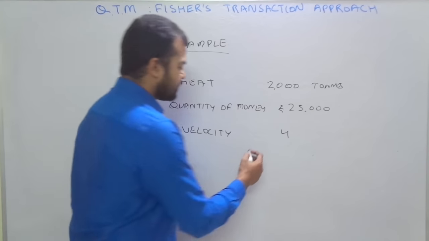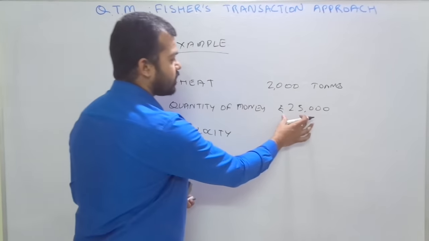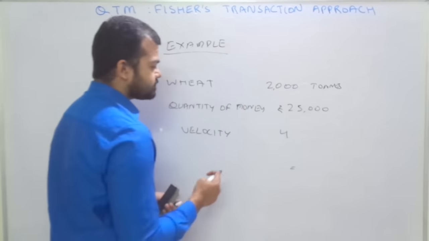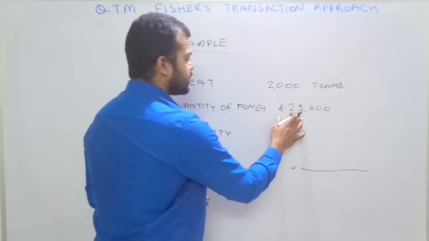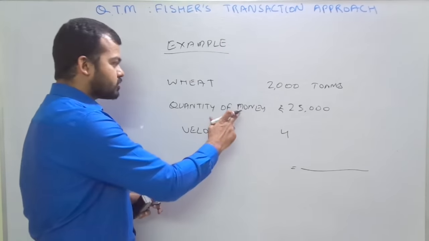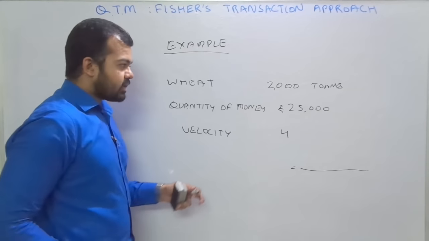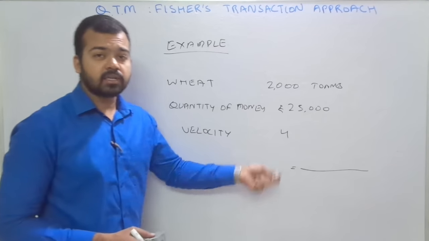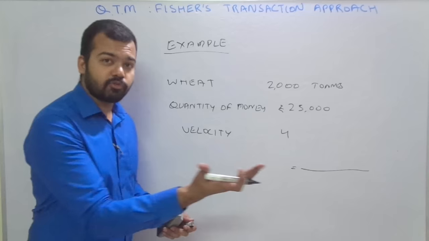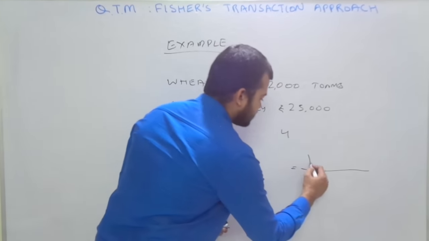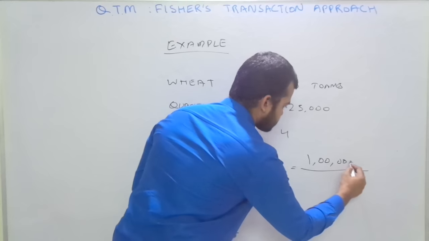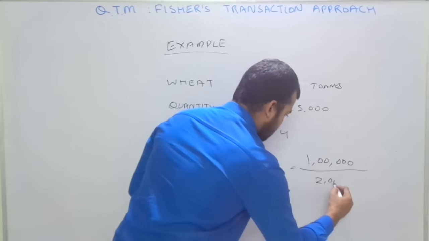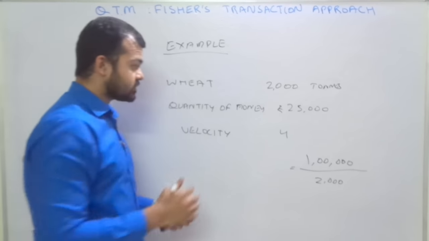Now we'll discuss the first case. In the first case we are taking the quantity of money as 25,000. When we put it in the equation, we have to multiply this 25,000 by 4, because we multiply quantity of money and velocity. It means these 25,000 rupees will work as a multiplication of 4 times, because it changes 4 hands. So this comes out to 25,000 into 4, that is 1 lakh rupees. Now the quantity of wheat, that is 2,000 tons.